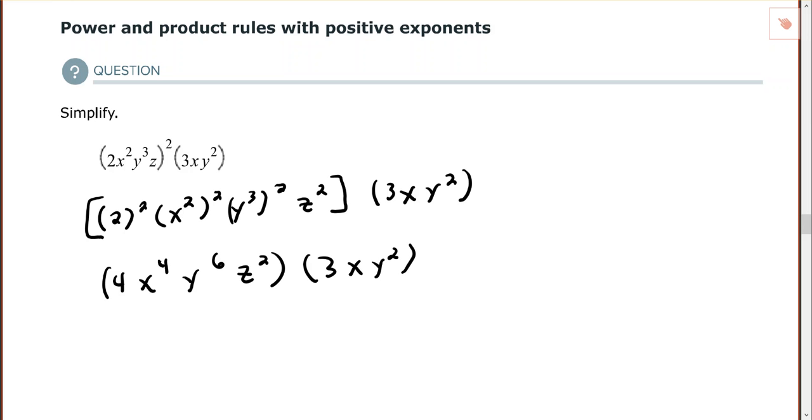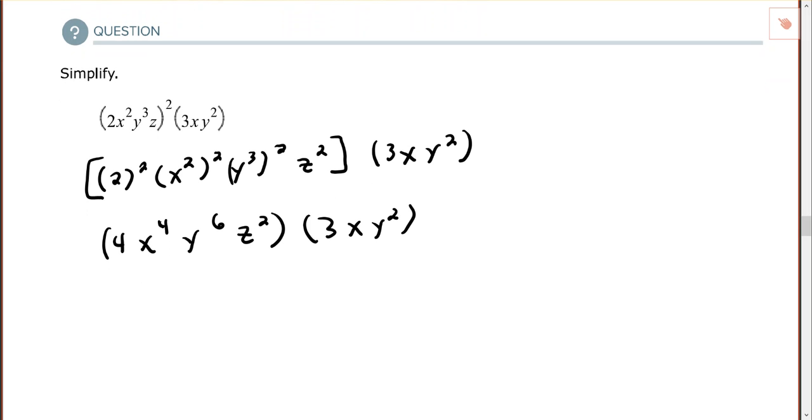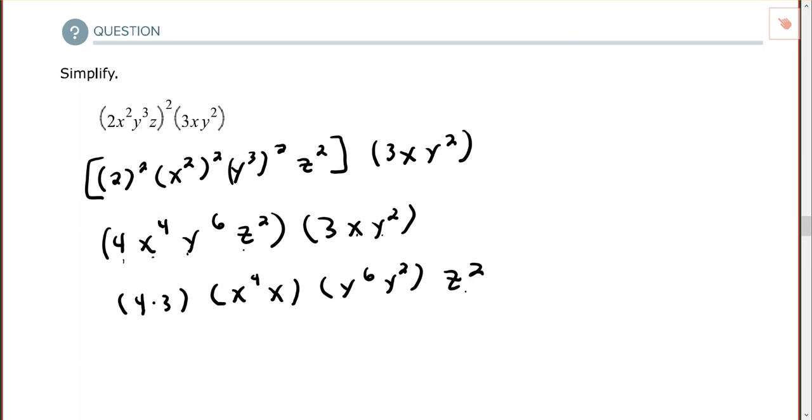Now, this is all multiplication, so at this point we can rearrange and regroup using the associative and commutative properties. So 4 times 3, x to the fourth times x to the first, and y to the sixth, we really don't need a dot there, y to the sixth times y squared, and then z squared. So I'll make sure I use everything: 4 times 3, x to the fourth times x to the first, y to the sixth times y squared, and then z squared.